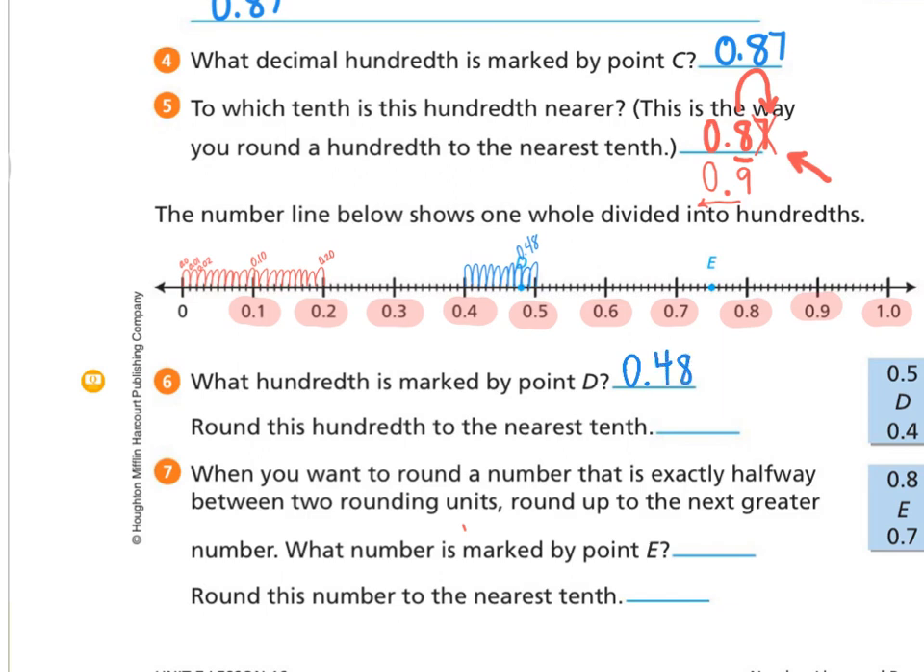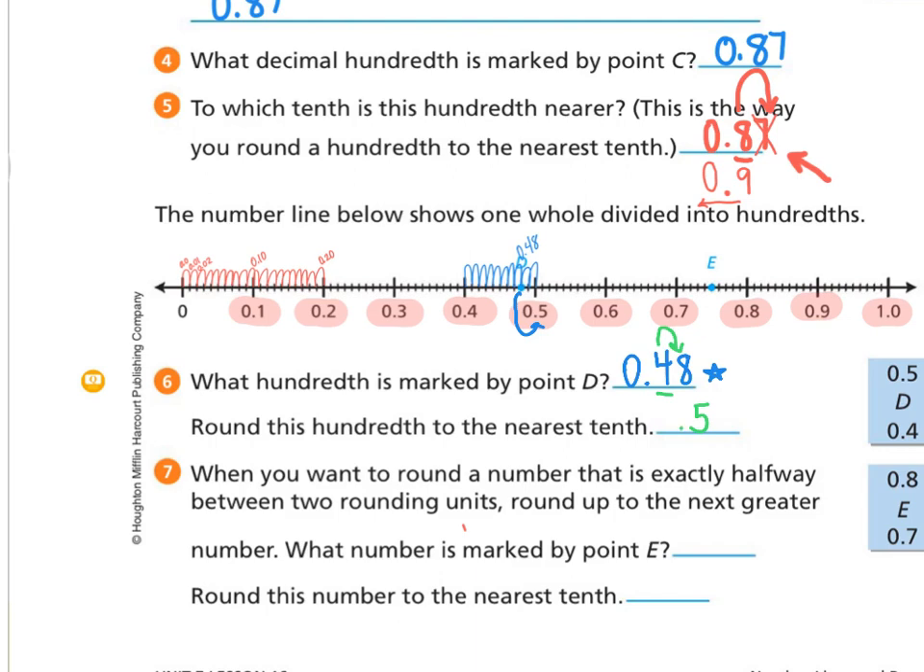48 hundredths. Give yourself a star if you got that correct. Then it says round this hundredths to the nearest tenths. I can see on the number line that that's very close to 5 tenths, but let's just use our quick rounding rhyme to see if we can get the right answer. Underline the digit, look next door. If it's 5 or greater, add 1 more. My 4 becomes a 5.